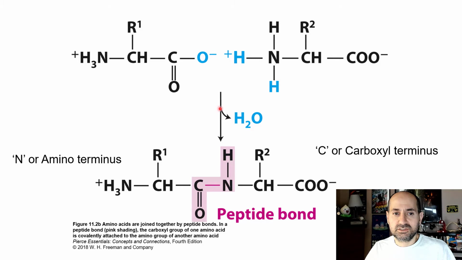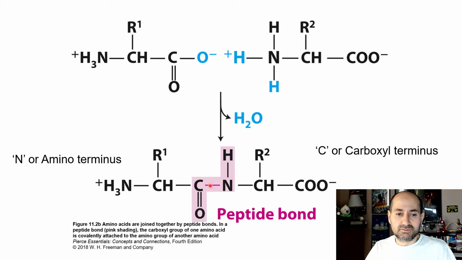What does dehydration mean? It means removing water, so this oxygen and these two hydrogens, removing water in order to make a bond. Does that make sense? And that's what the ribosome does. And that leads to an actual covalent bond between what was this carboxyl group and what was this amino group, no longer called those things. But the resultant bond is a covalent bond called the peptide bond.